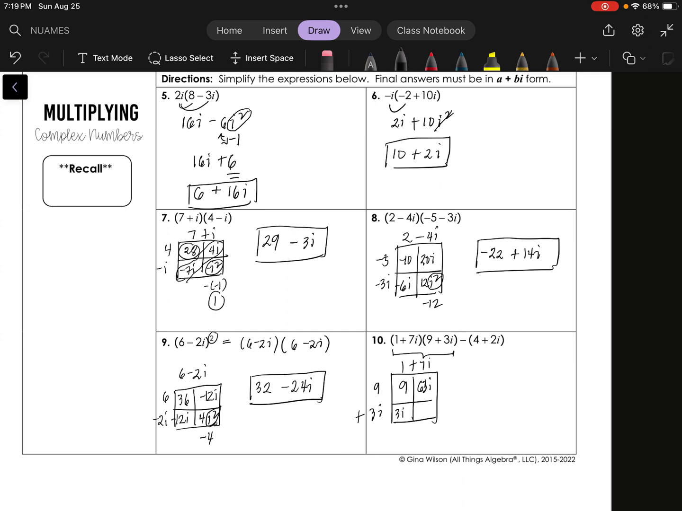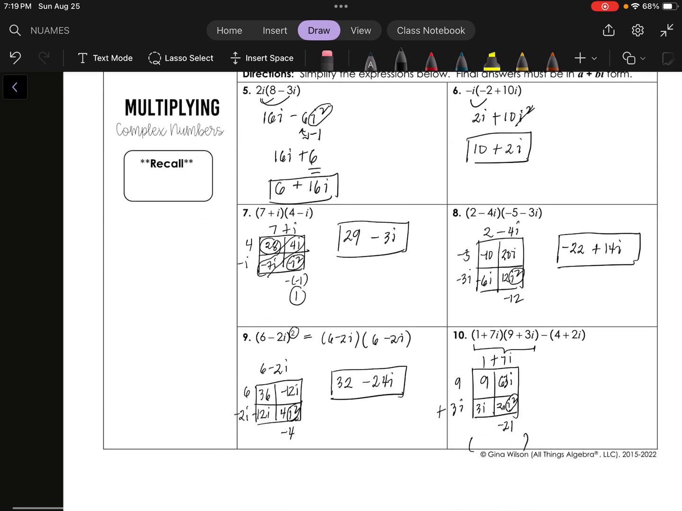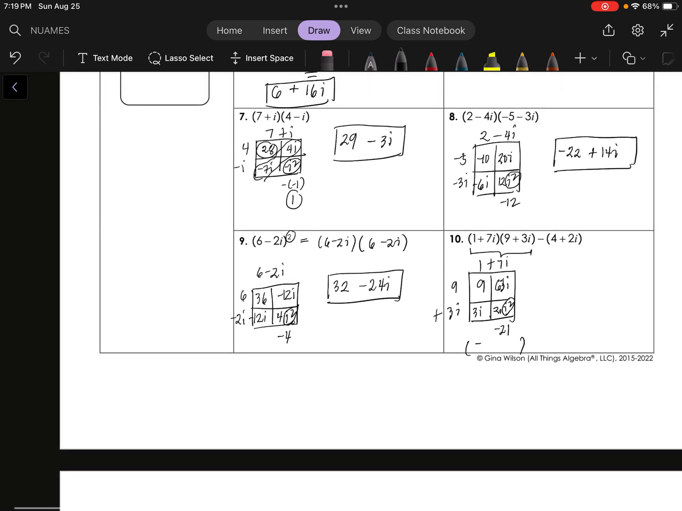7i times 3i gives you 21i squared. Again, i squared here is just negative 1, so that gives you a negative 21. So when I simplify the first one, that just gives you 9 minus 21. That gives you negative 12. See, negative 12 for this part. And then you have 63i plus 3i. That gives you plus 66i.